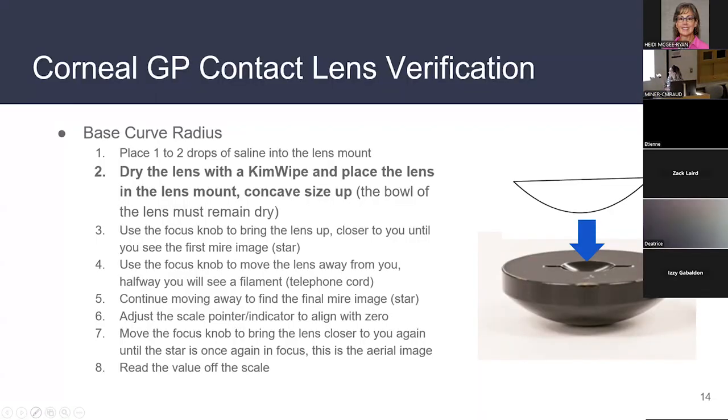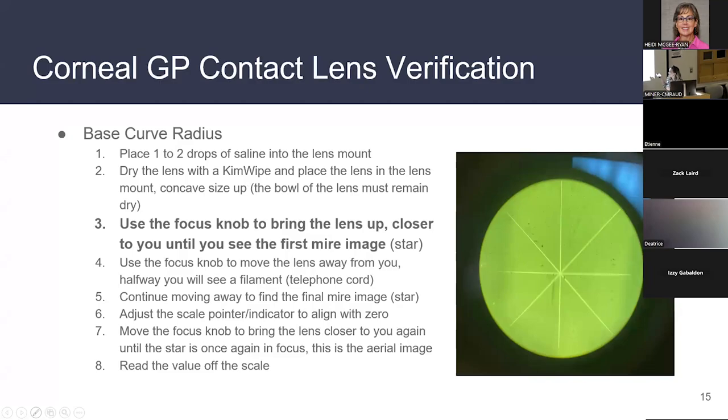Okay, perfect. Now you're going to use your focusing knob. So you're using your focusing knob and you're bringing the lens up, so you're bringing it closer to your eyepiece. So focusing, focusing, focusing until you get this star here. This is your first Meyer. This is great. If this is right in the center, you're doing great. If it's a little off to the side, move your stage so it's more so in the center. And then back to the focusing knob again.